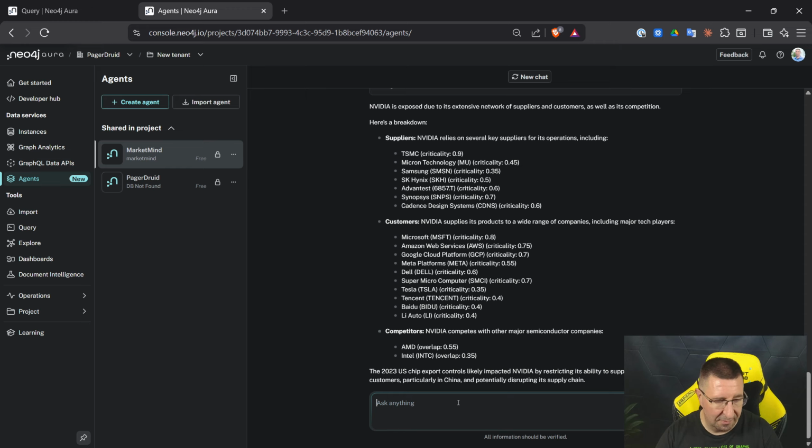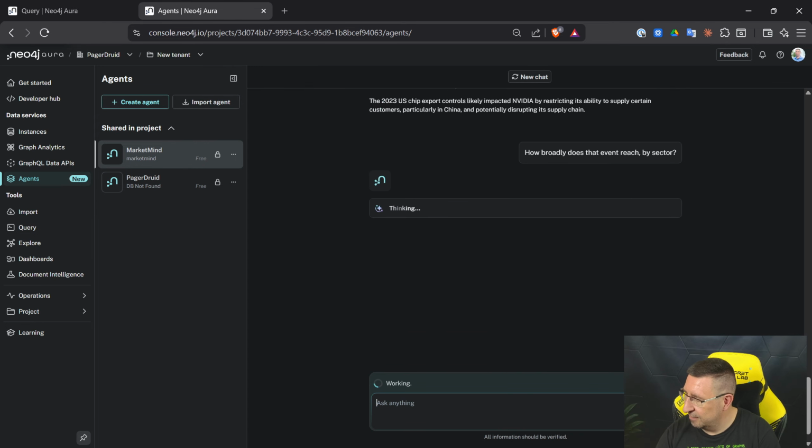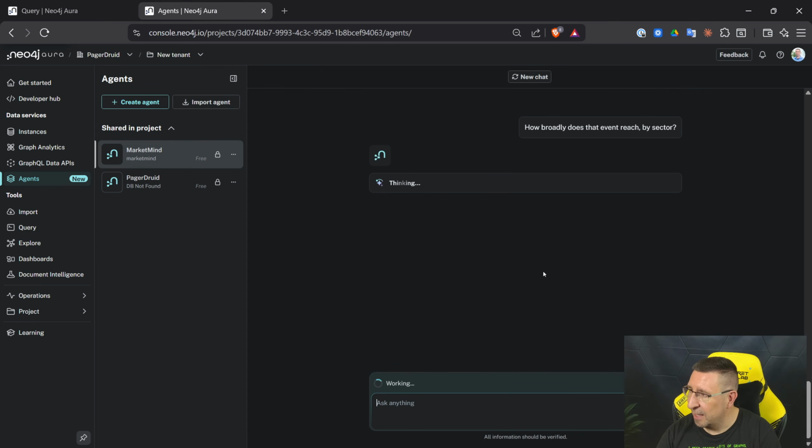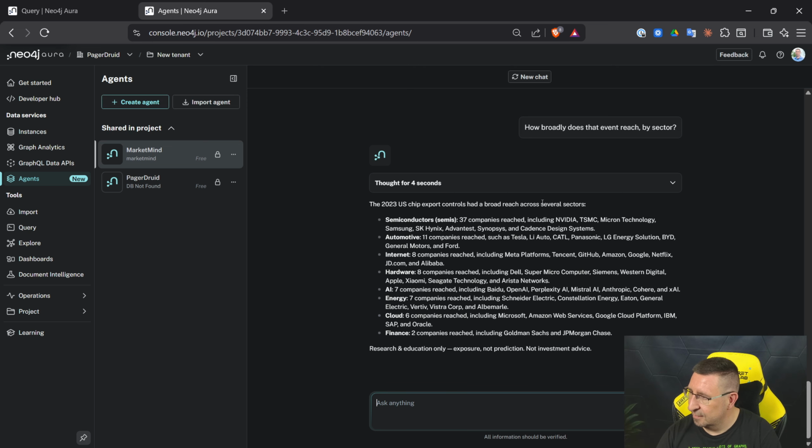All right, I think one more. How broadly does the event reach by sector? So let's see how the sector behaved. Still in context. And there we go. Semiconductors was the heaviest affected one.